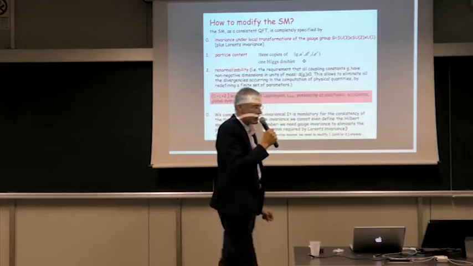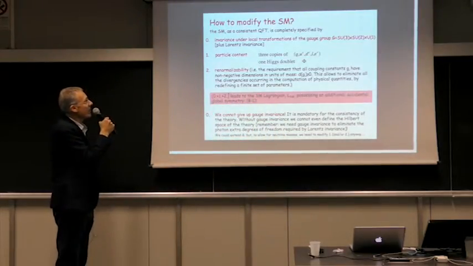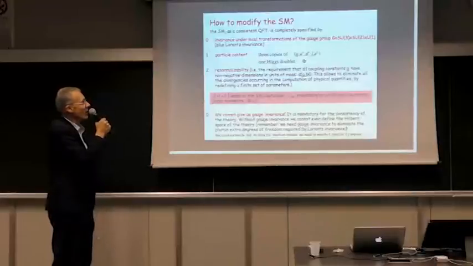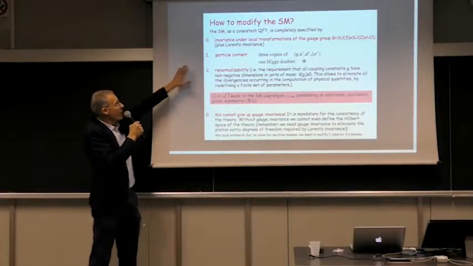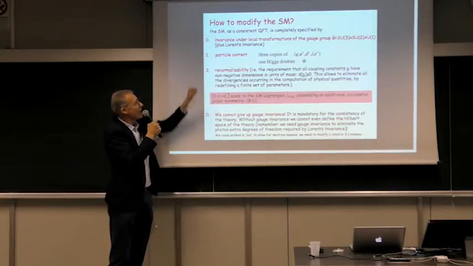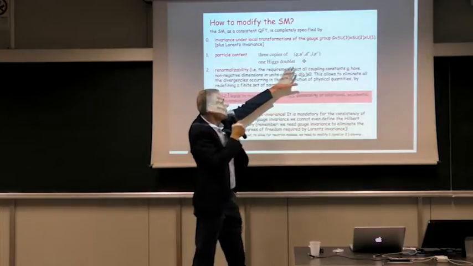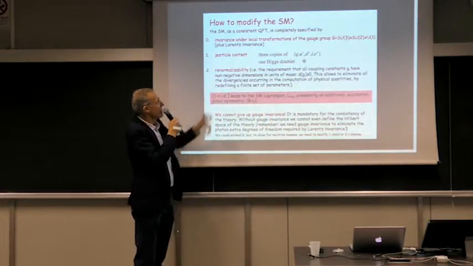So let's start with the extension of the standard model. How to modify the standard model? Well, the standard model as a consistent quantum field theory is completely specified by three ingredients. First of all, we have invariance under gauge transformation, under local transformation of the gauge group SU3 cross SU2 cross U1, and of course Lorentz invariance.